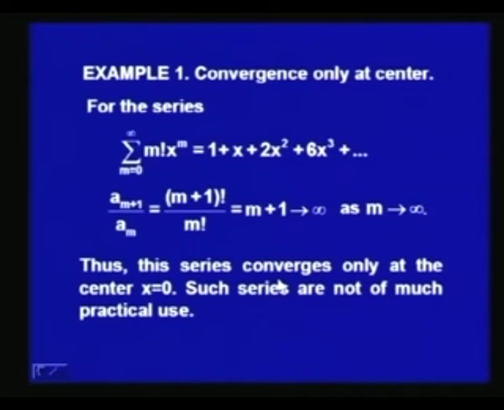First, we take an example of the series which converges only at the center. Let us take the example of the series sigma m equal to 0 to infinity m factorial x to the power m. We can write it as 1 plus x plus 2x square plus 6x cube and so on. Let us find the value of a_(m+1) over a_m. It is equal to m plus 1, which we can see goes to infinity as m goes to infinity, and therefore, the series converges only at the center, that is x equal to 0. Such series are not of much practical interest.